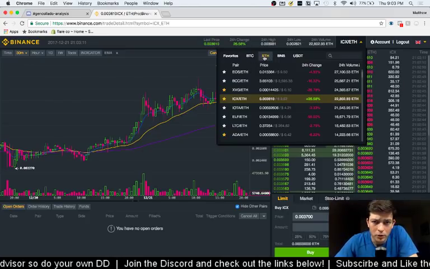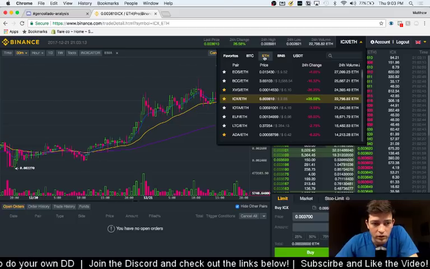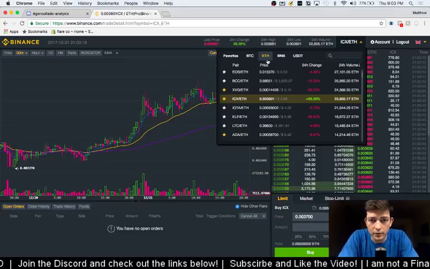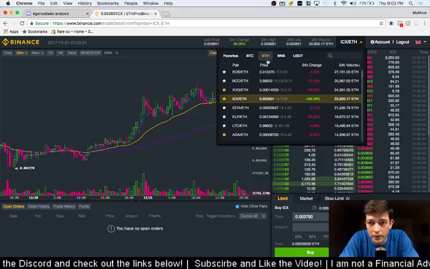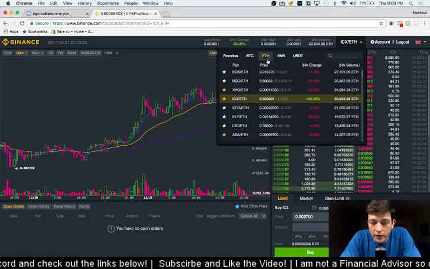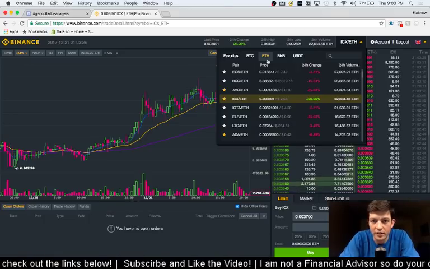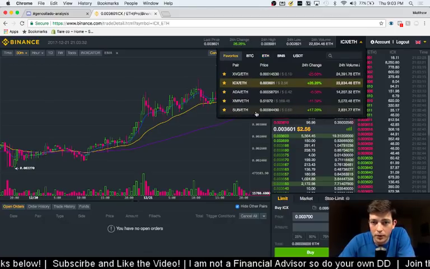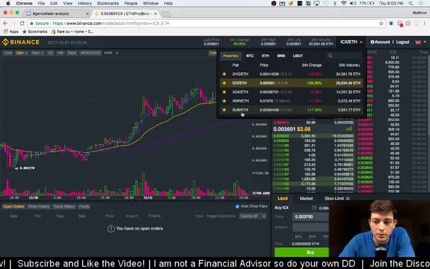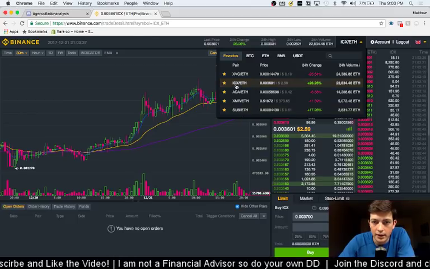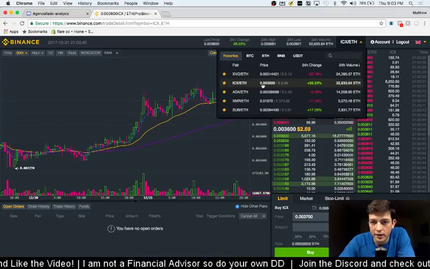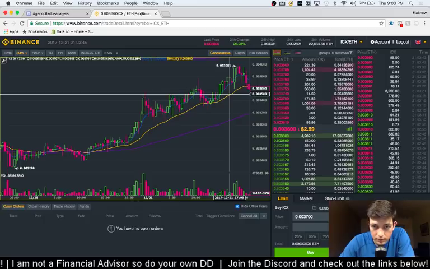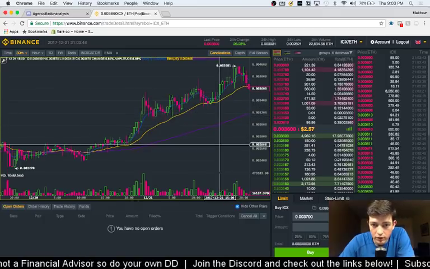So since Bitcoin's been falling the past couple days, once I saw the bearish trend, I moved everything to Ethereum and I've been just kind of rolling with that since then. So I'm making all my trades in Ethereum right now. The market as a whole is pretty down. Everything's getting kind of destroyed. But I'm really into Sub, which is Substratum, and Icon, ICX. So I'm actually going to make an Icon purchase pretty soon here. Just liquidated some more funds. So let's get to it.